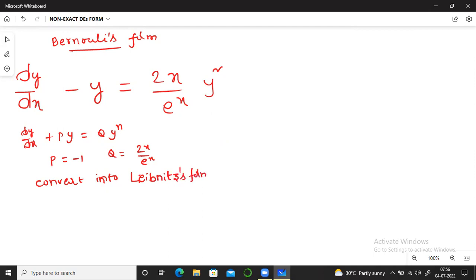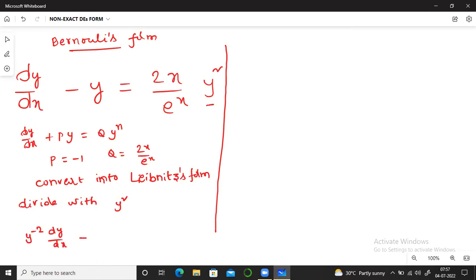Leibniz form. You have to convert. How to convert? We know the process: whatever the term is there, you have to divide with that term. So divide with y square. It means y to the power minus 2 into dy over dx minus y by y square. It means y to the power minus 1 is equal to 2x over e power x.